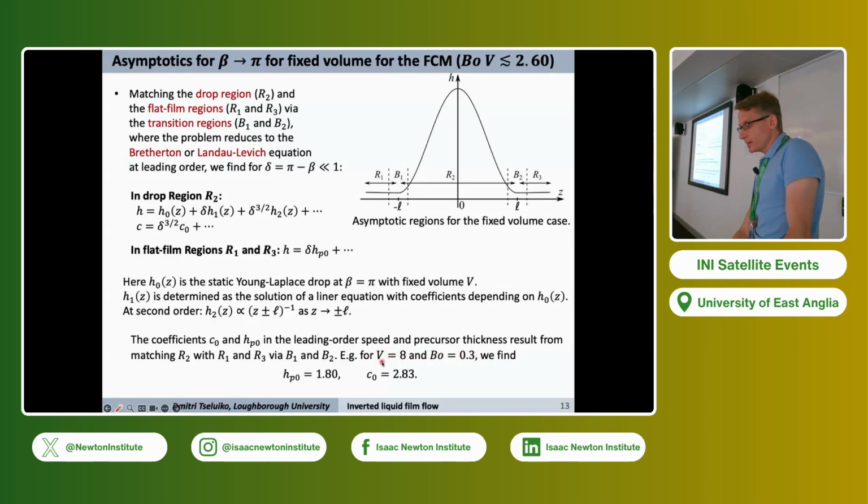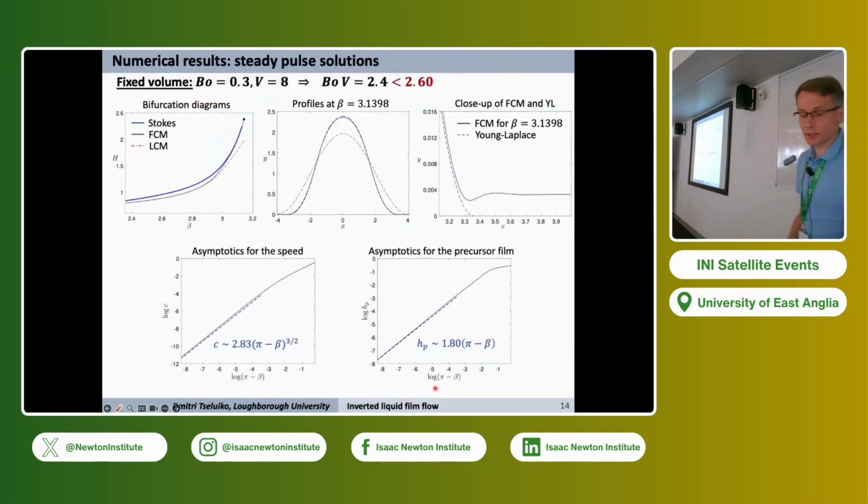For example, for the case which I'll consider on the next page, when volume is equal to 8 and Bond number is equal to 0.3, the coefficient in the leading order precursor film is 1.8, and the coefficient in the leading order speed is 2.83. So these are computed numerically. Now I'll discuss some numerical results.